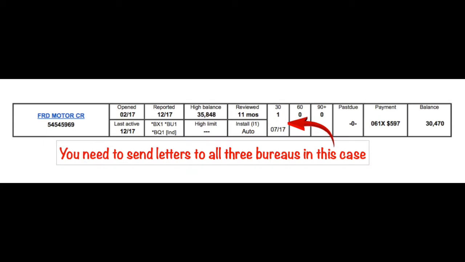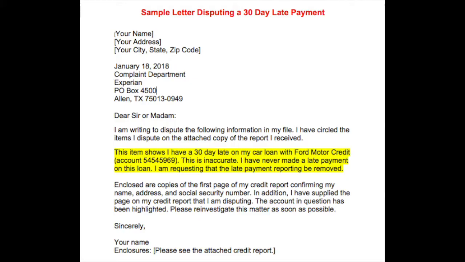And in this particular case, once again, it's reporting with all three credit bureaus, so you're going to need to send the letter to all three bureaus. So you can see once again, this is going to Experian. The letter is stating that you've never had a 30-day late and you'd like to have it removed because it's inaccurate.